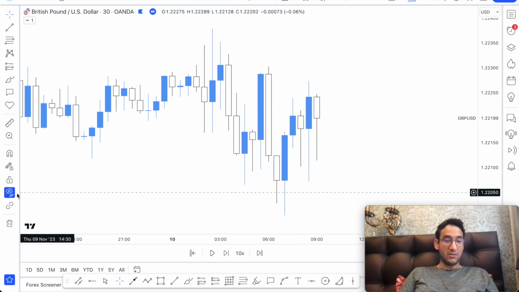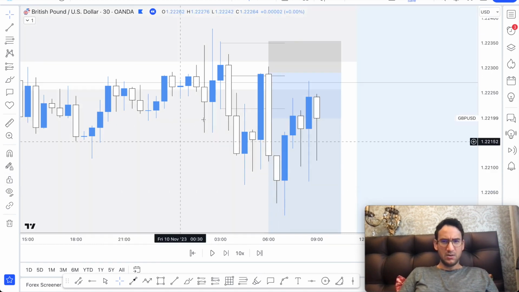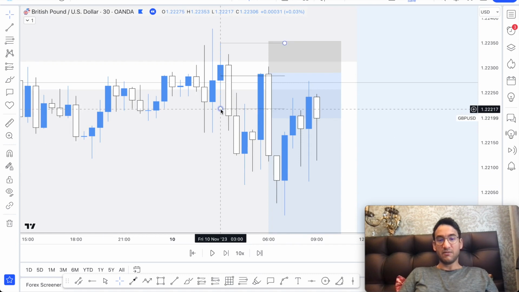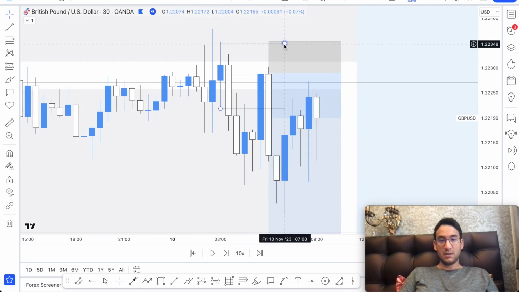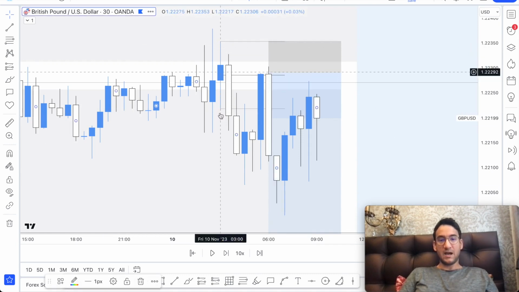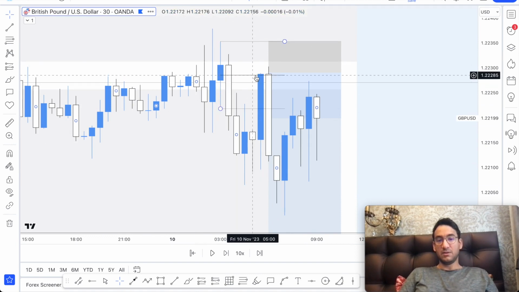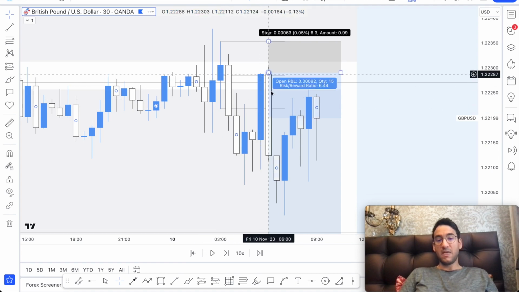Let me toggle back on the drawings right here. And notice what I did here from this low to this high. Right there, I used that Fibonacci tool. There's my 50 right there, that 50 EQ. Notice where price comes into, and then continues bearish.